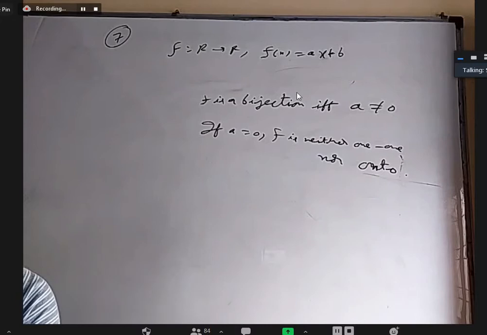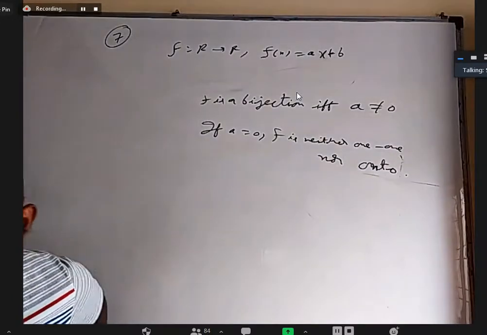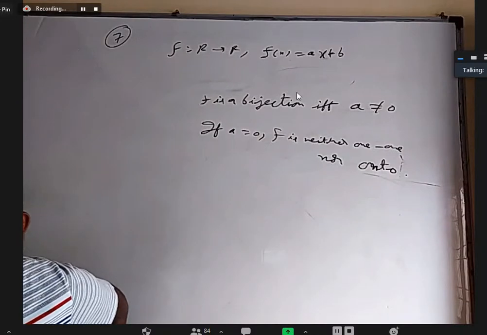Later on, even for the 8th question, you can skip it because some theorems I still have to discuss. So the 8th one is related to the theorem.